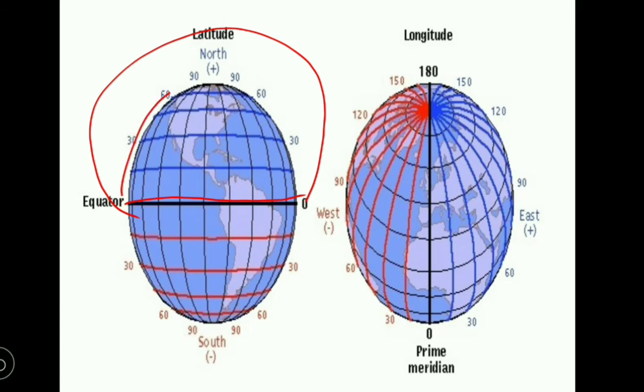From 0 to 90 degrees, the latitudes are located in the northern hemisphere, and from 0 degrees up to 90 degrees south, latitudes are available on the globe. So these are circular lines on the globe. In total, 180 degrees of latitudes are located on the globe. And here we go through the longitude.